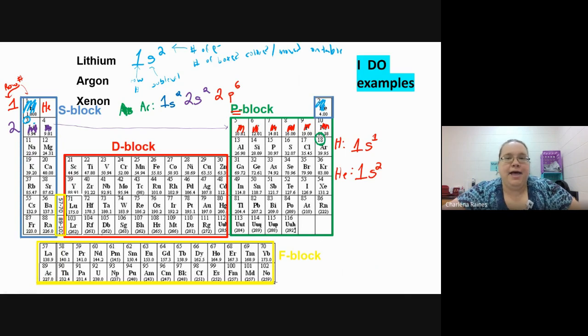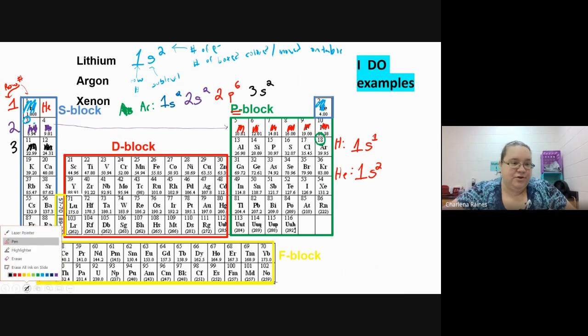All righty. After 2p6, I'm done with the second row. Now I have no choice but to fill in the third row. So I write the row number. I'm in row 3. I'm on the left side of the table, so I'm in the S block. Trying to get all the way to 18. So I color in until I'm done with that block. My exponent is 2.